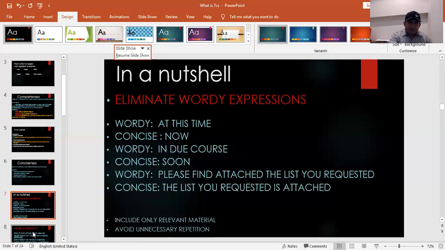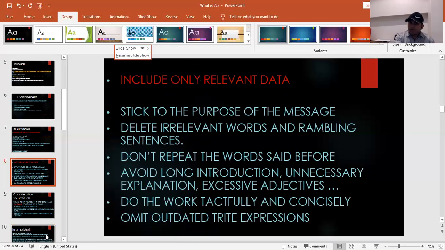Now let's see: include only relevant material. Avoid unnecessary repetition. It is also one of the biggest things which is followed in conciseness. Now, include only relevant data.